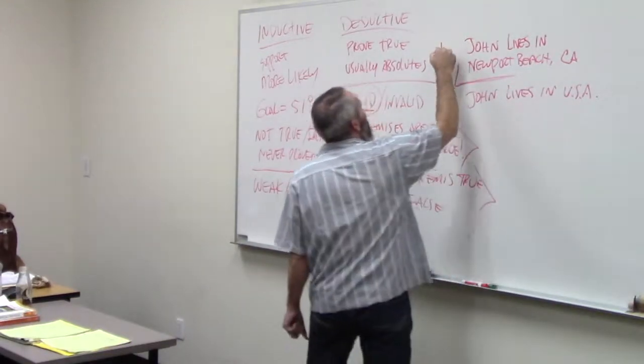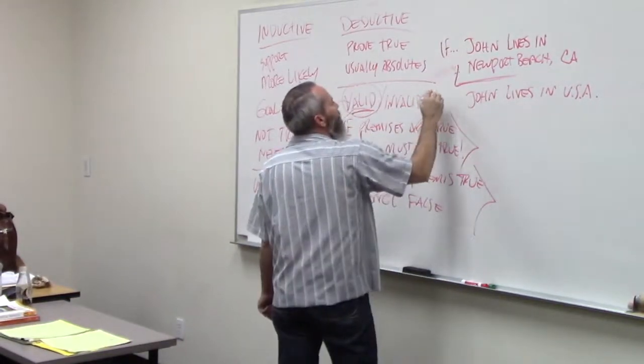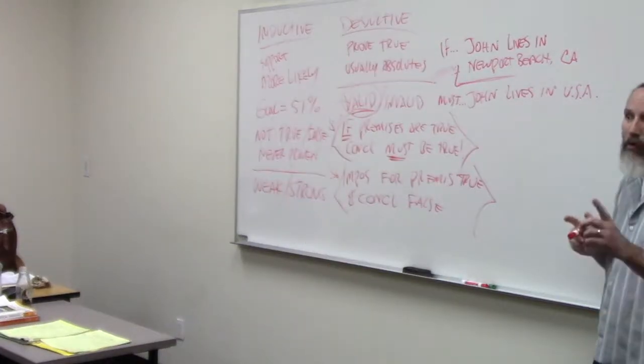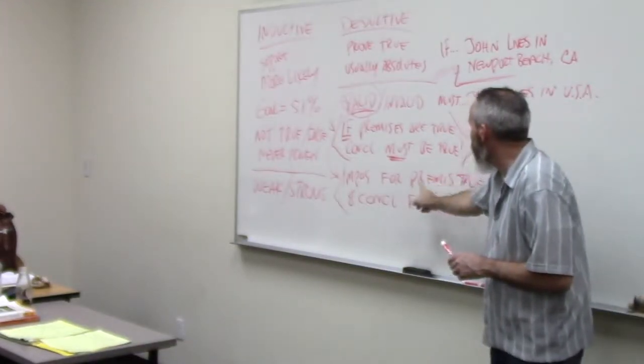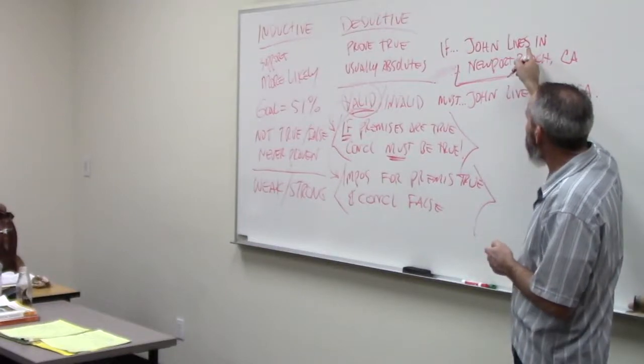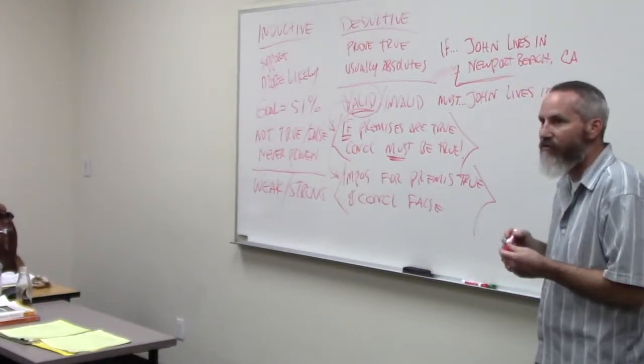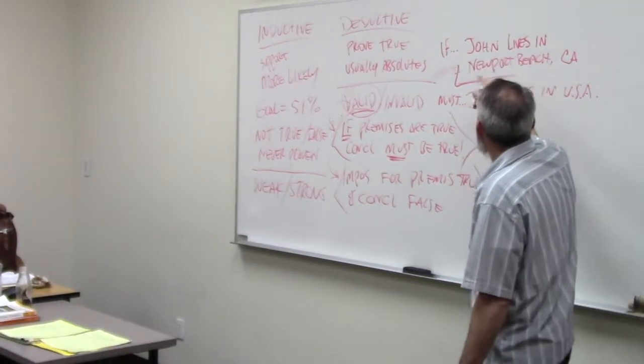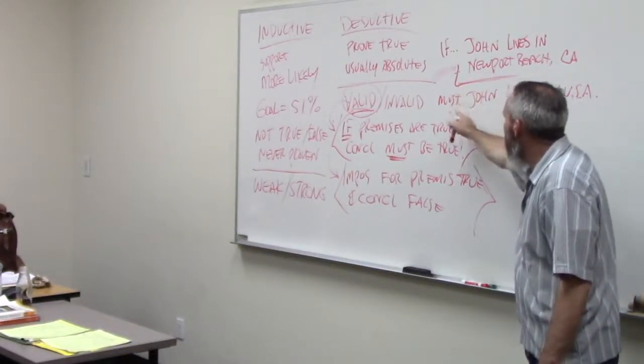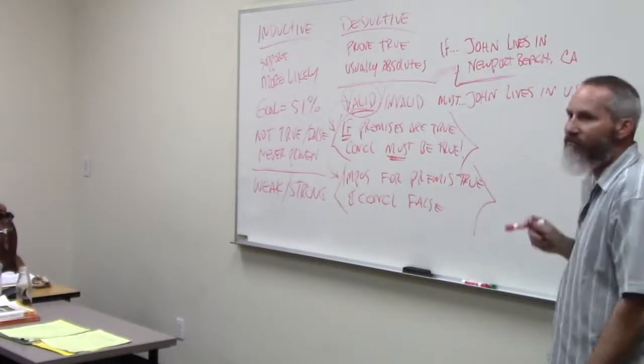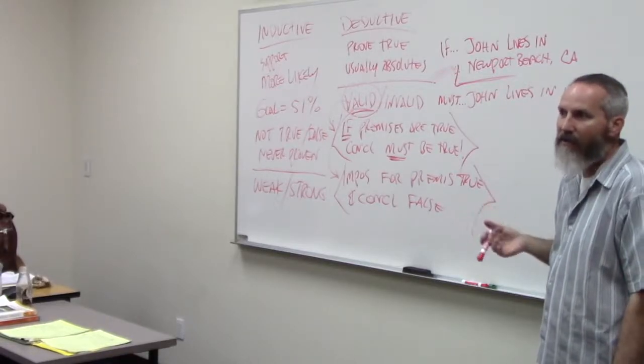Okay, so let's do that. If it's true, must, or is it impossible for the premise to be true and the conclusion false? Well, if this is true, is it possible for this to be false? If it's true that John lives in Newport Beach, California, must it follow that John lives in the United States? Yeah.